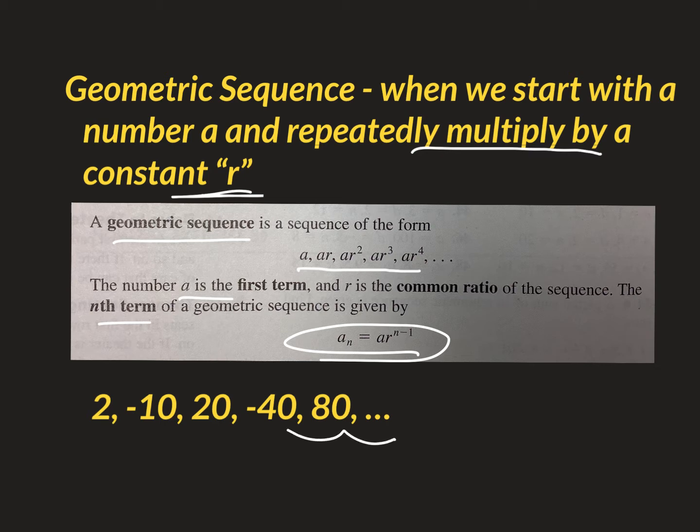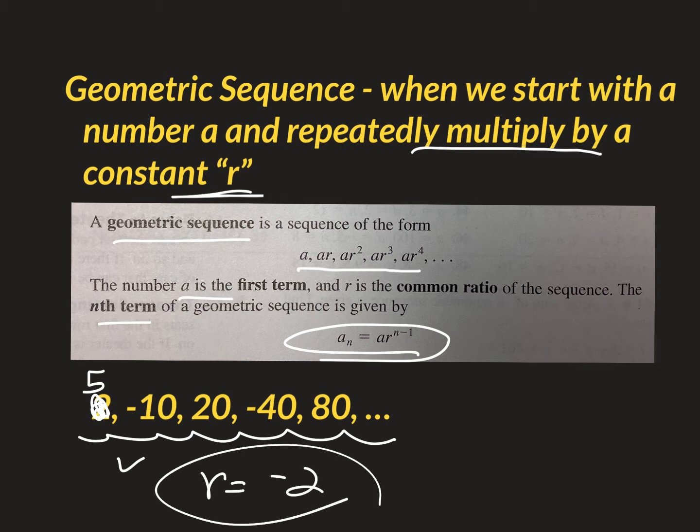And here's an example of a geometric sequence down here. Notice they're multiplying by -5. Sorry about that, that should be 5 right there. We're multiplying by -2: 5, -10, 20, -40, 80. The R there would be -2. That's what they're multiplying by.